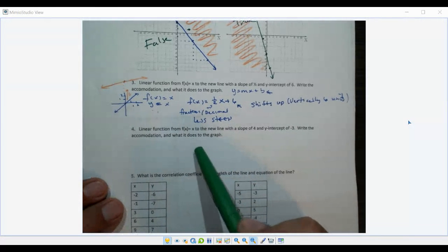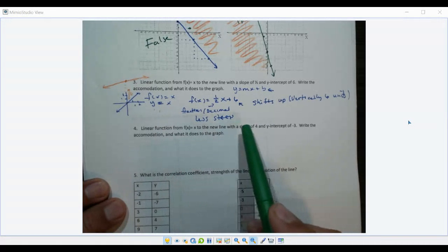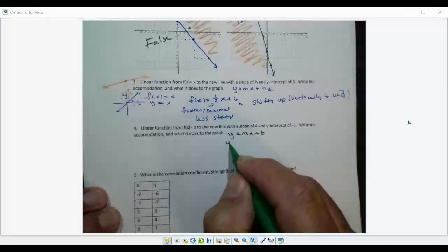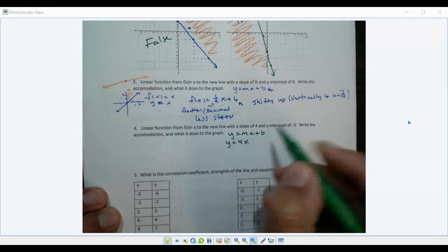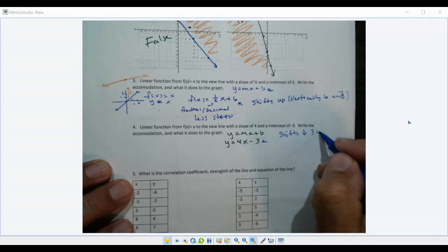All right, so let's do this one. Linear function f of x, parent function again, to the new line where the slope is 4 and the y-intercept is -3. All right, so think about this. y equals mx plus b. So we're going to say y equals 4x. And now this one's a -3, so we're going to subtract 3 here. All right, so what's happening here? Well, if you look, the y-intercept is shifting down 3 units. And you can say vertically if you want to.